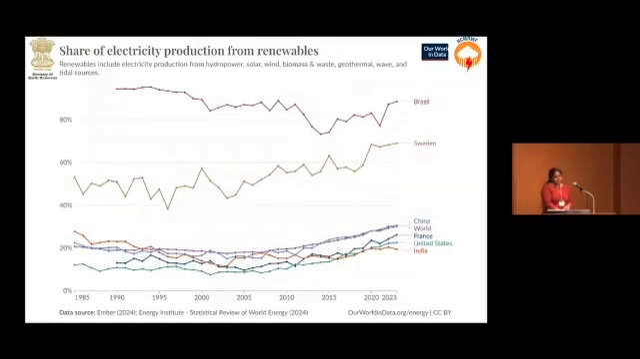So then this is the share of electricity production from renewables in different countries. I just took some different countries like Brazil, Sweden, China. Then the world is also there. You can see that around 20% of the energy share, if we consider the world as a whole, is also coming from renewables. And France, United States, and I just put India also.